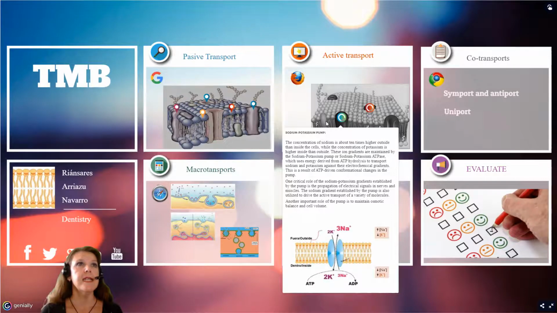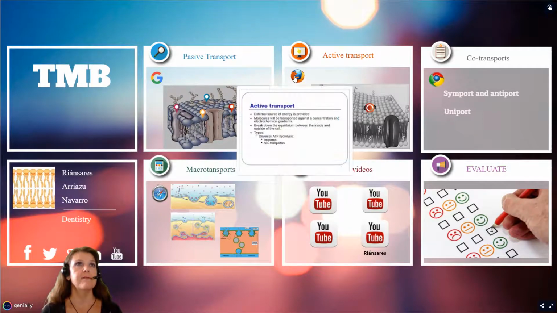Okay. The other type of active transport, ABC transporters, they are going to use ATP as well, and they are more focused on the movement of toxic molecules, toxic metabolites. Okay, so they can prevent some illness.